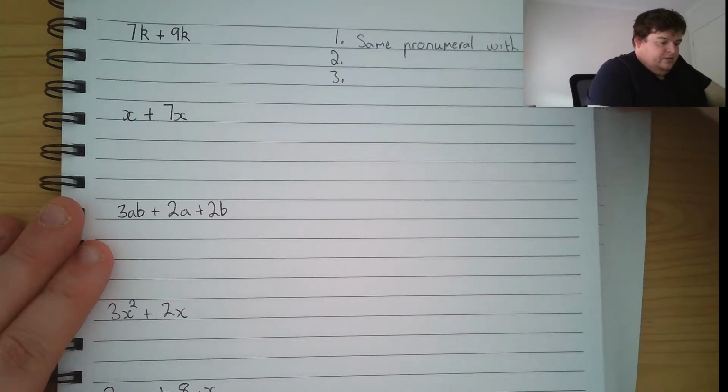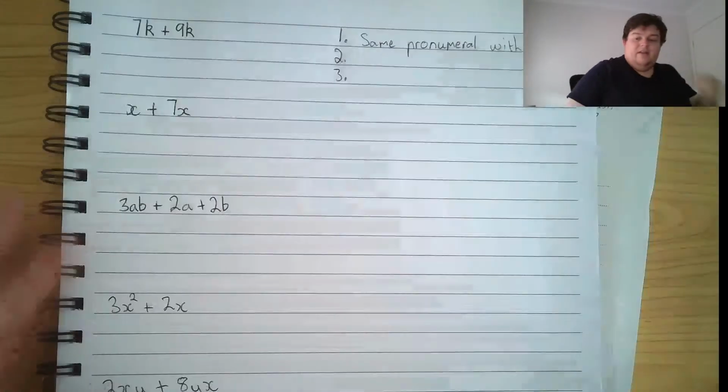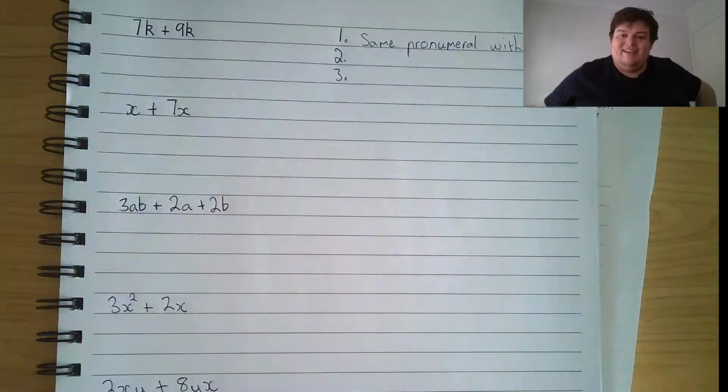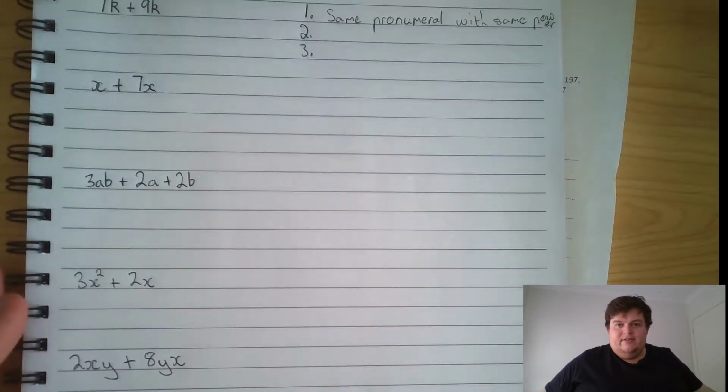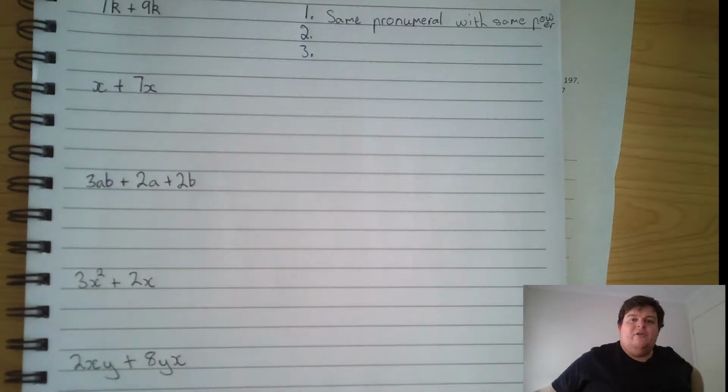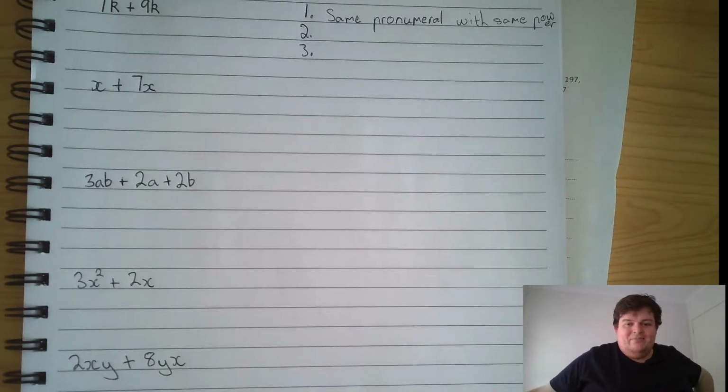Run out of space. That's not a great start, right? So I'll try and, maybe I'll move my big head out of the way. I'll put it down here. Right? So same pronumeral, same power. I got too confident writing my words too big and run out of space. But that's okay. Alright? So that's rule number 1.